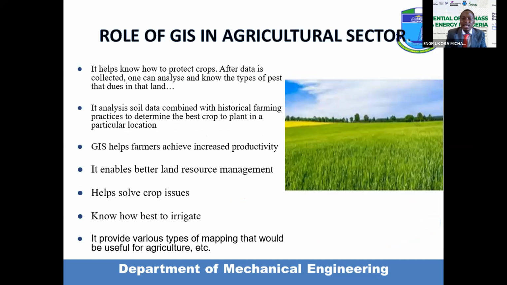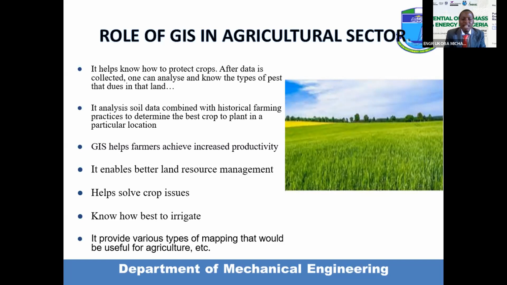The roles of GIS in the agricultural sector stand out. First, it helps to know how to protect crops. When imagery is captured and analysis is made, one would be able to know the type of pest that was in that land, and then the farmer will know how best to eradicate that pest or deal with that environment so as not to be adversely affected by the pest. It analyzes soil data combined with historical farming practice so as to determine the best type of crop to be planted in a particular location.